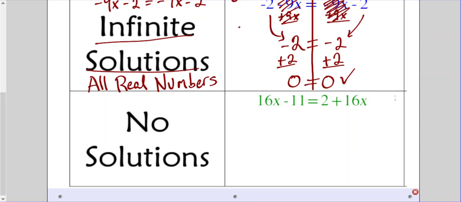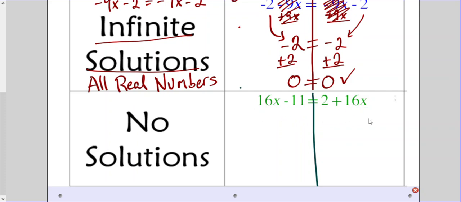All right, the opposite example is no solution. So actually, let's take a look at the equation beforehand. Looking at the left side and the right side, we have a 16x and we have a 16x, and then we have a negative 11 and a positive 2. You notice that we have the same exact variable term, but different constants. That is the key sign for no solutions.